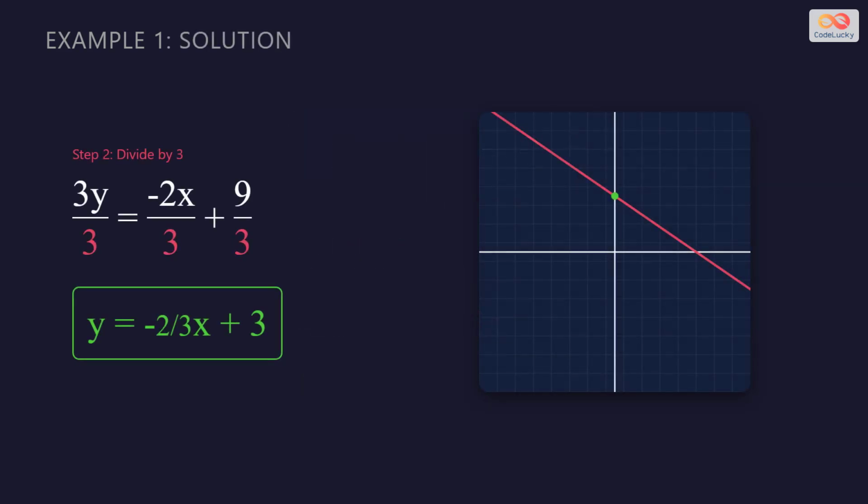Now for step 2. We divide every term by 3, which is the number attached to y. 3y becomes just y. Negative 2x becomes negative 2/3 x, and 9 divided by 3 becomes 3. Our final equation is y equals negative 2/3 x plus 3.